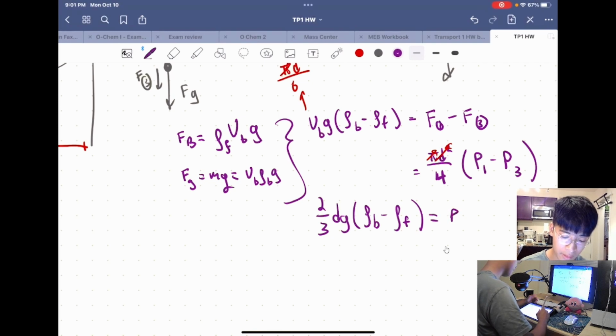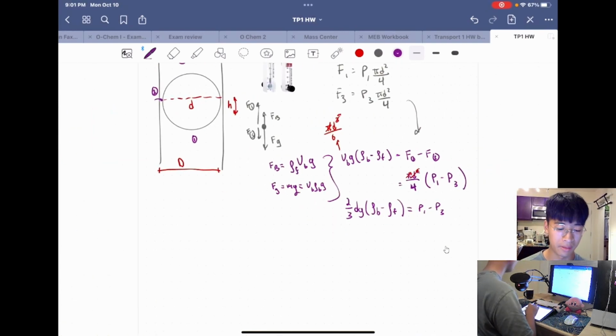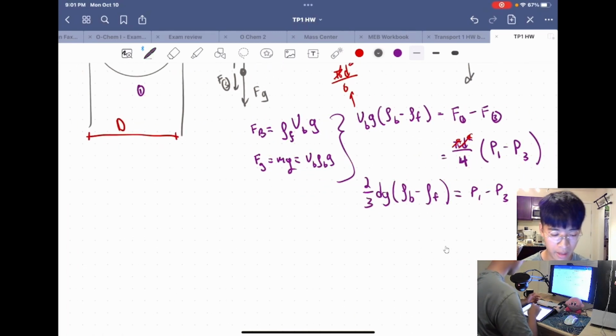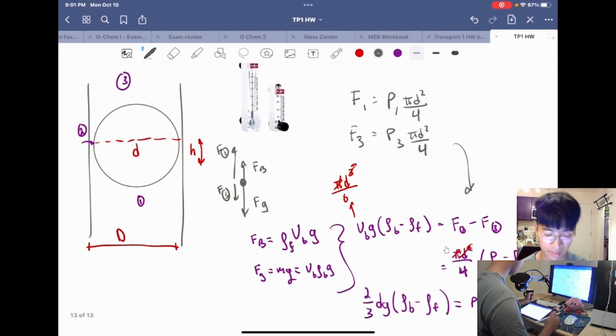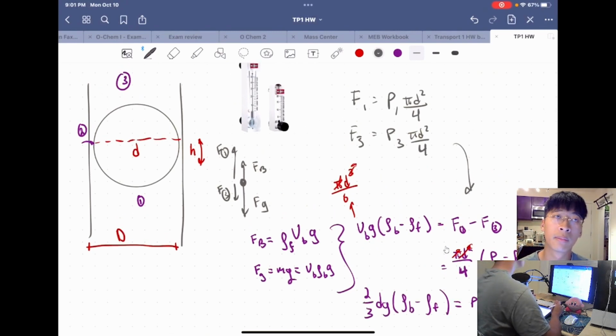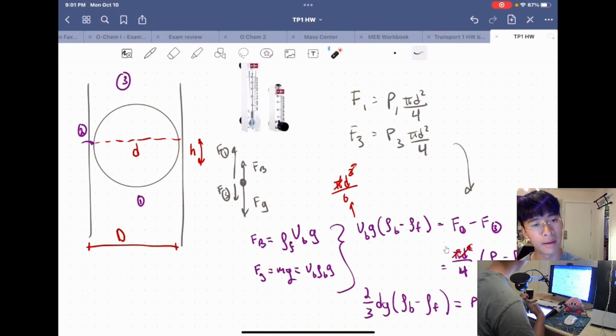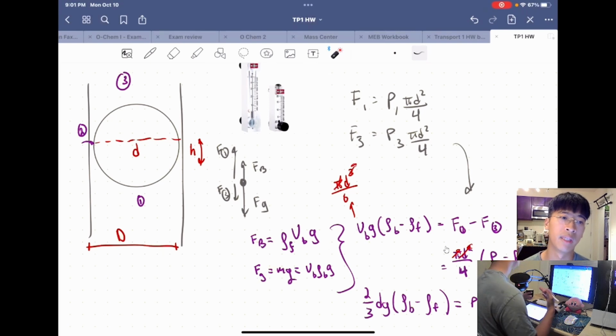Equals P1 minus P3. Almost done here. Oh, not done with the whole thing, but almost to a good checkpoint. And now we have to talk about the idea of a sudden expansion. You recall from the last video just before this that a sudden expansion means that there is no frictional heating, which was going to eventually help us with Bernoulli's equation here. But now we have to identify, is this a sudden expansion?